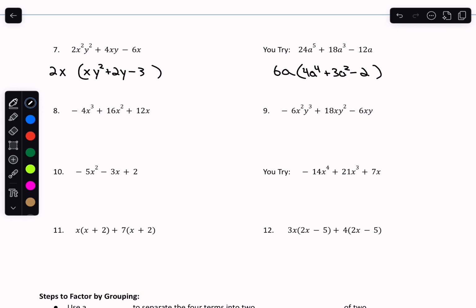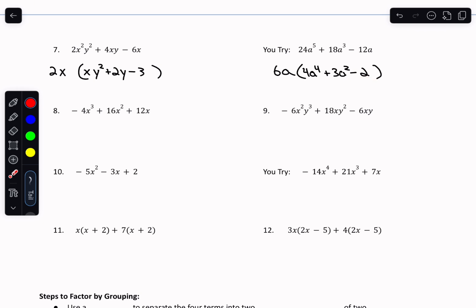Notice that I always, when I pull out variables, have at least one term that ends up without a variable in it. Because by definition, if I'm pulling out the most a's I can possibly pull out, whatever had the least number of a's, I'm going to take all of those to the front, which means there's not going to be any a's left in that term.